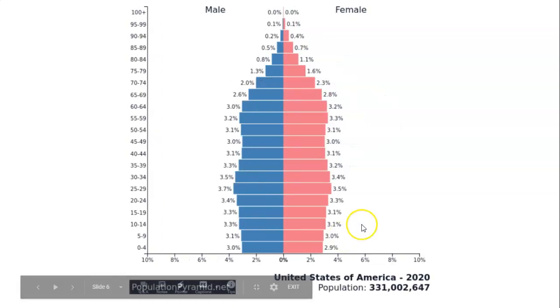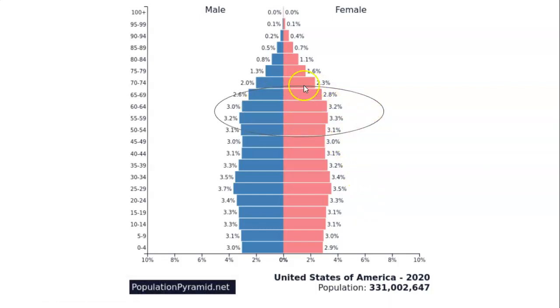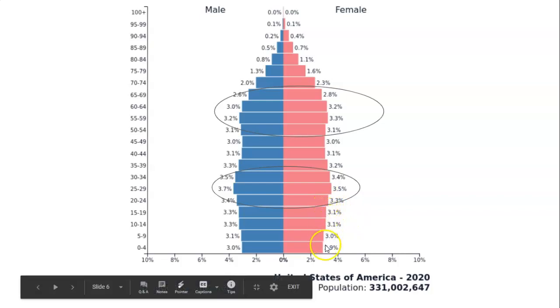Right, here's an example of the United States. Here's some things that stand out for me, right? You have a bigger group here. This is what's known as the baby boom generation, the group right after World War II, just like in Italy. And you'll see there's another little bulge right here. This is the children of that baby boom, right? You had a big group that had another big group of kids. But you can see after that, the numbers get smaller and smaller and smaller.